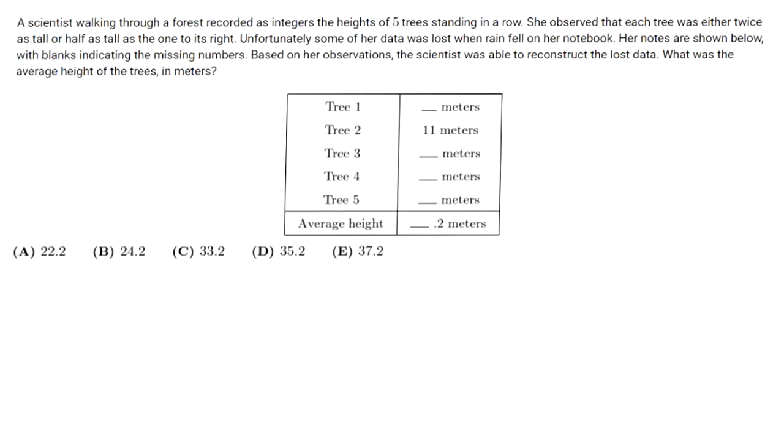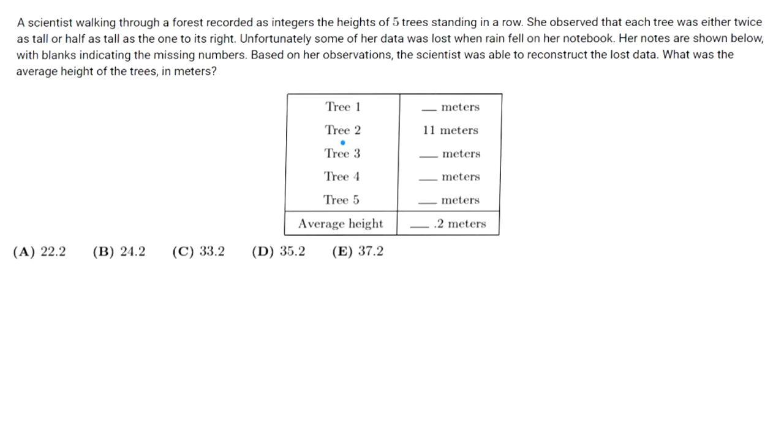Next question. A scientist walking through the forest recorded as integers the height of 5 trees standing in a row. She observed that each tree was either twice as tall or half as tall as the one to its right. Unfortunately, some of her data was lost when rain fell on her notebook. Her notes are shown below with blanks indicating the missing numbers. Based on her observations, the scientist was able to reconstruct the lost data. What was the average height of trees in meters?